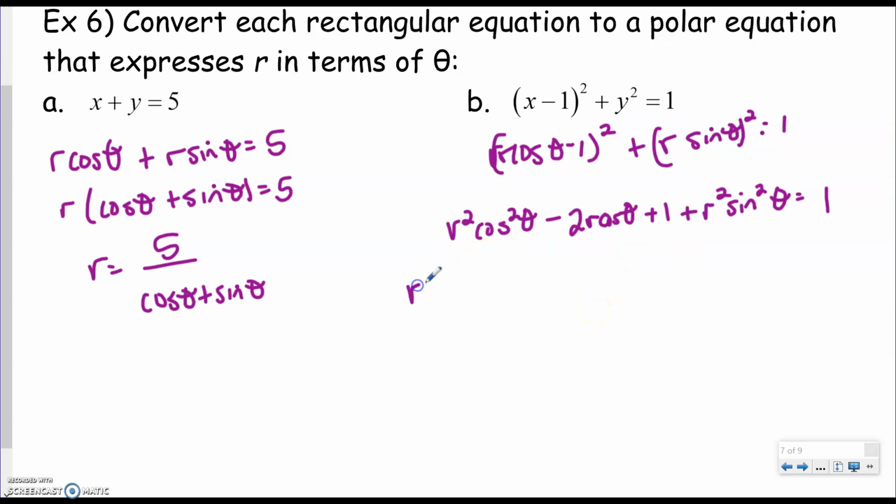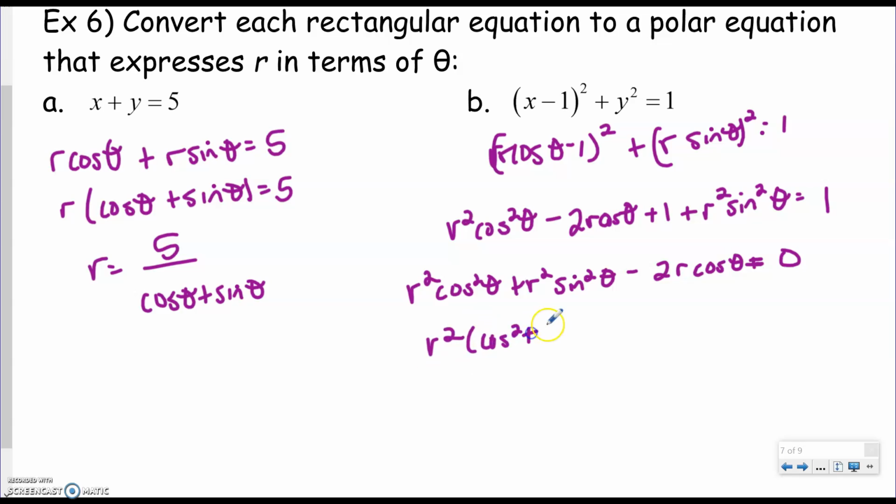Okay, so I'm going to bring my r squareds here. So I have r squared cosine squared plus r squared sine squared minus 2r cosine of theta plus 1. And actually, I'm going to move that plus 1 over, so I have an equal 0 there. And then when I do this, I have r squared times cosine squared plus sine squared, which you should remember is the same as 1.